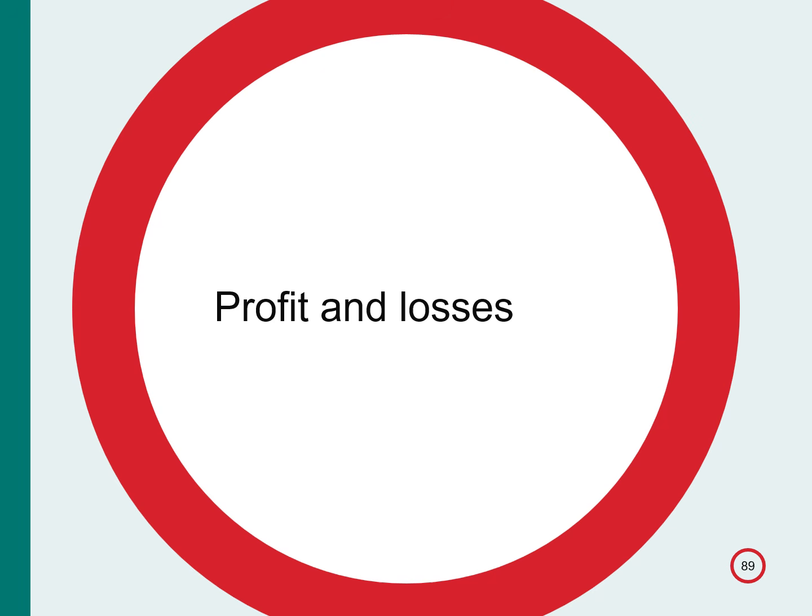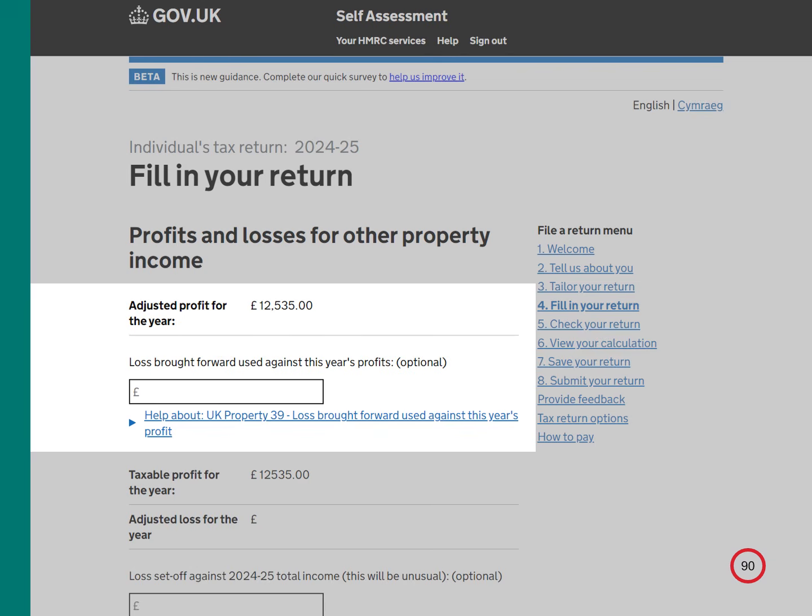We'll move on to the Profits and Losses page of the UK property section of your tax return. On this page, if you have an adjusted profit for the year, you must enter any loss from this property business that you've brought forward from earlier years in the Loss Brought Forward box. The amount you enter cannot be more than the adjusted profit for the year. Any remaining loss can be carried forward to a later year and should be included in the Any Other Information for Other Property Income box we'll see shortly.